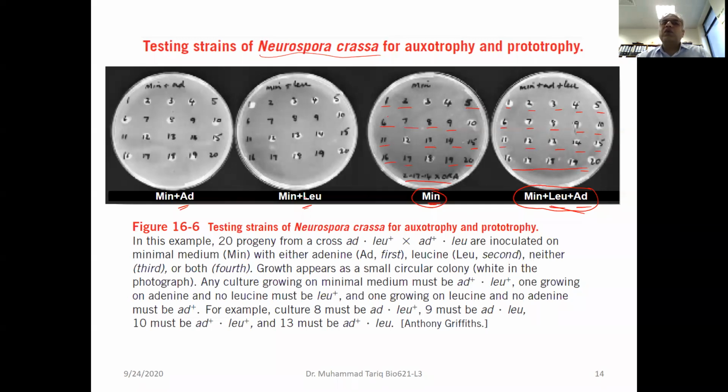And now if you bring in the minimal media with leucine, it tells you that this one is defective in leucine, because you brought back the leucine, it can synthesize, so it can now grow. So it is not defective in adenine because it can synthesize its adenine.